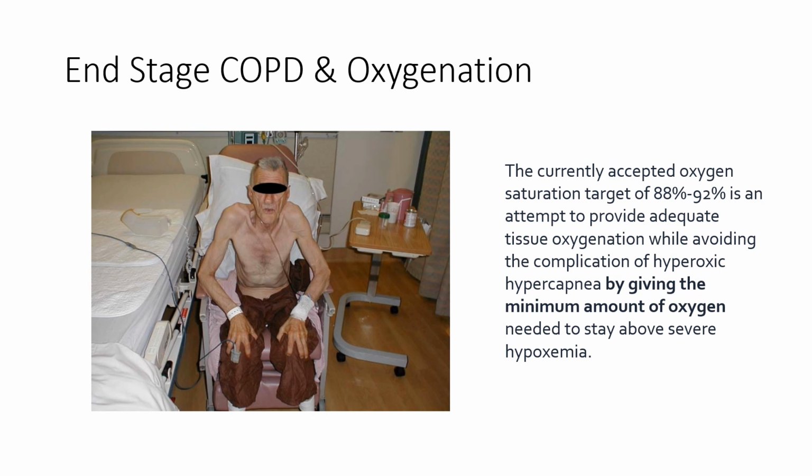If we take this patient up too high, let's say we give this patient 100% oxygen, it will trick their body into thinking that they are oxygenated well, and it will decrease their breathing drive. It will decrease their will to breathe, and it will be detrimental to the patient. So we like to go off of symptoms sometimes of severe hypoxemia, and we stay at the target of 88 to 92% with end-stage COPD patients.